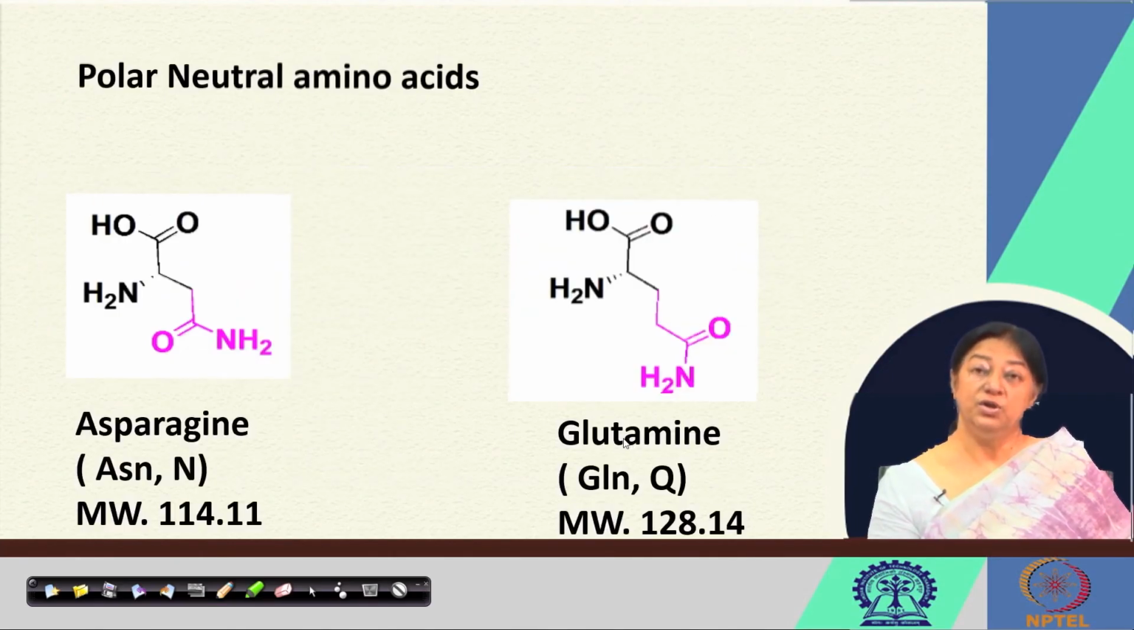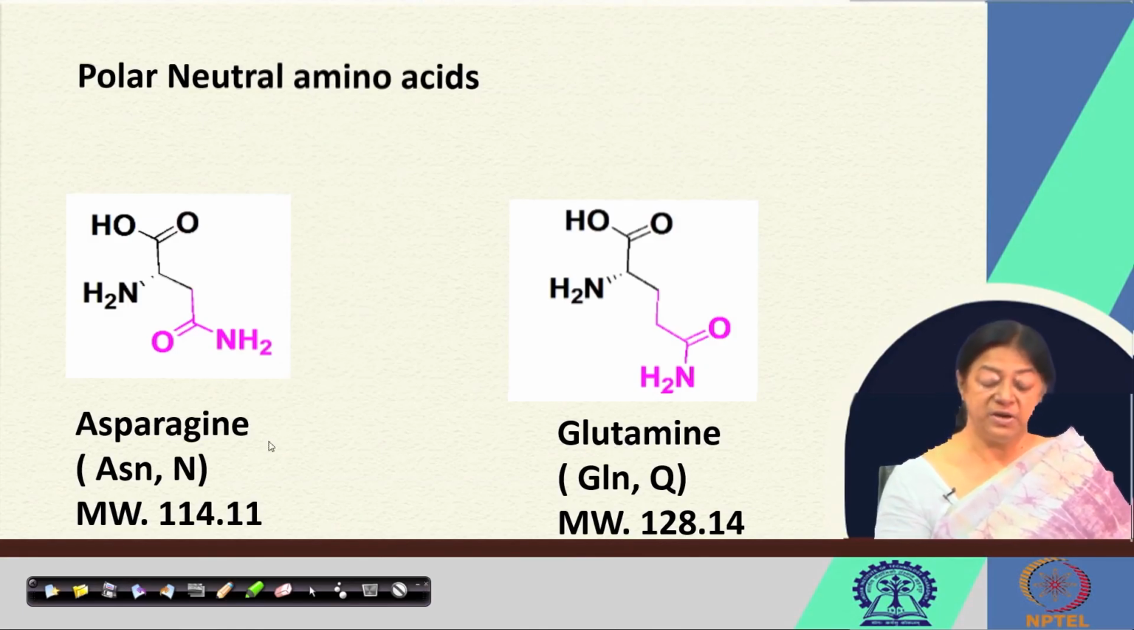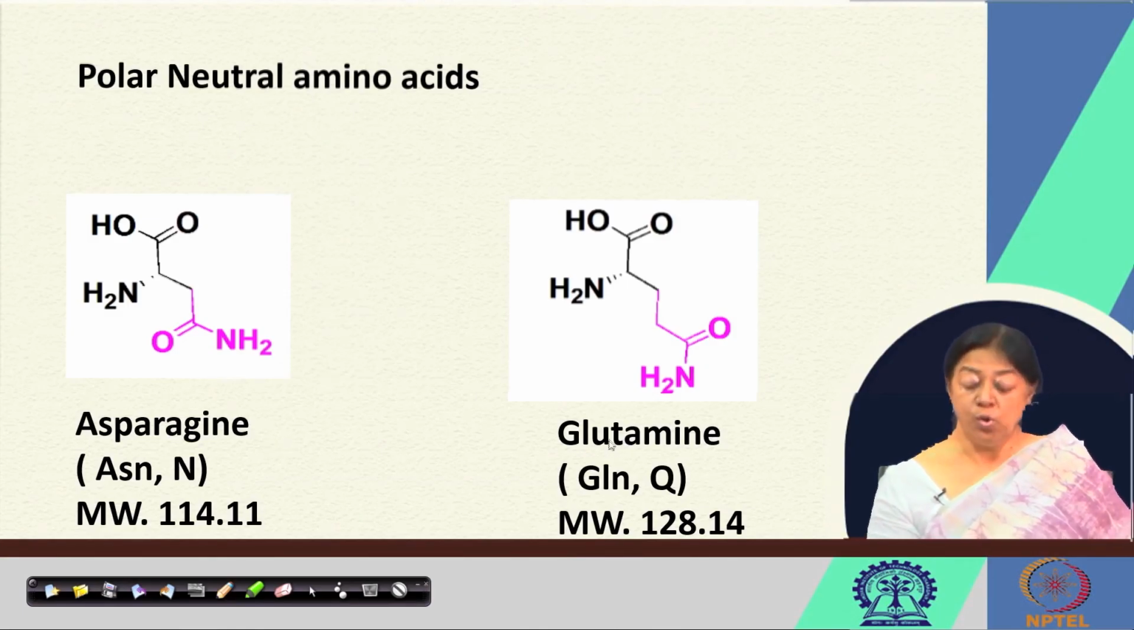Other polar neutral amino acids important for hydrogen bonding are asparagine and glutamine. What we see here is these are the amide containing moieties. So we see a C double bond O and an NH2.